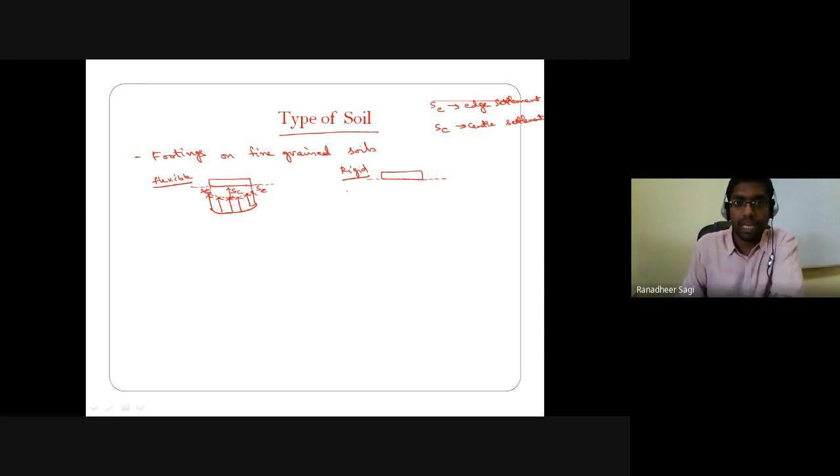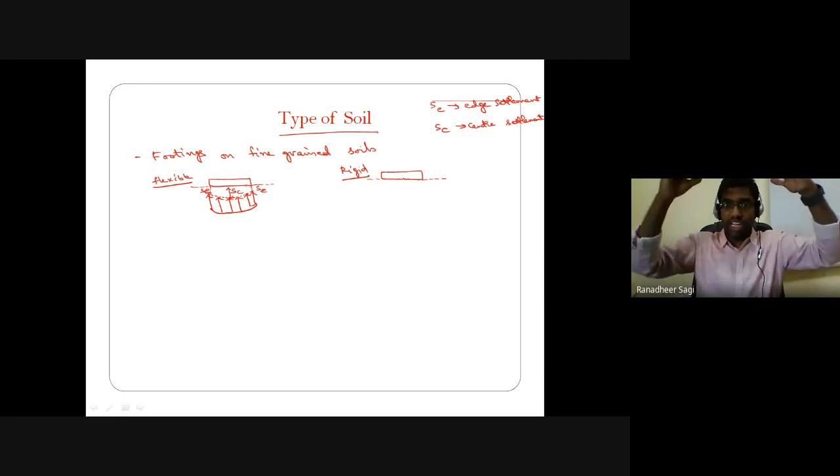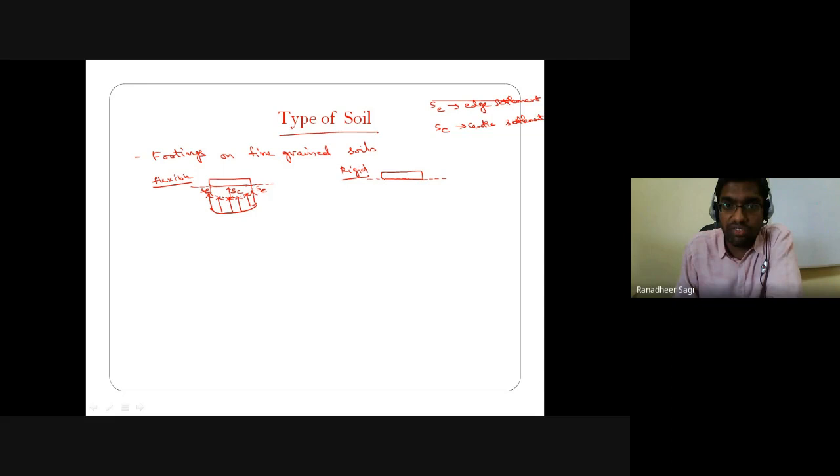Now coming to the case of your rigid footing resting on fine grained soil, the fundamentals are the same. At the center of your rigid footing, excess pore water pressures would develop, resulting in lesser strength for that soil. A rigid footing would undergo a uniform settlement throughout. So at the center of the footing and at the edges of the footing, the amount of settlement is going to be the same.